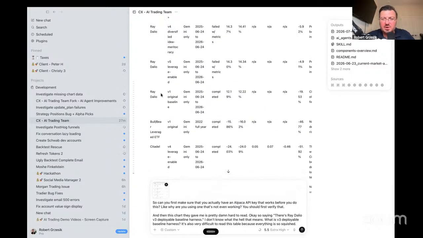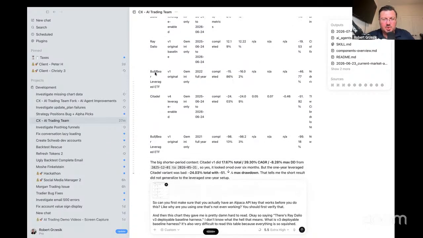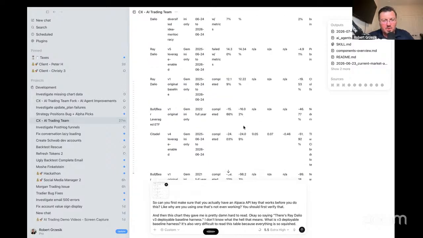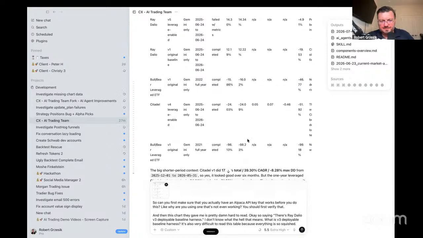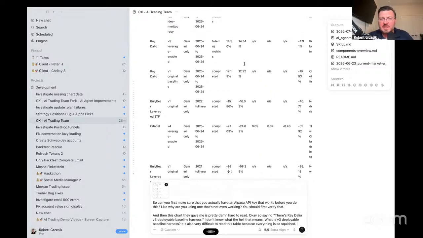And there's Ray Dalio original baseline, which I don't even know what the difference is there, and I don't know why we're talking about that. And there's bull bear leveraged, which again, I don't know why that's even on the list here. And then we only have one Citadel, but I thought we had several different Citadels. What happened to the regular Citadel? What happened to the one with the news and without the news? I only see the leveraged result here, nothing else. And then there's again the bull bear leveraged, which we're not talking about. We don't want to do the bull bear leveraged ETF. We're talking about Ray Dalio and Citadel.